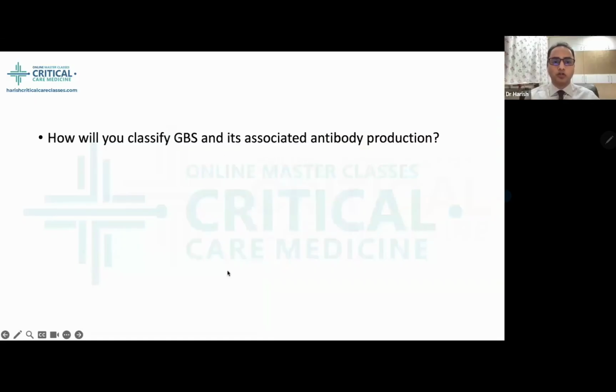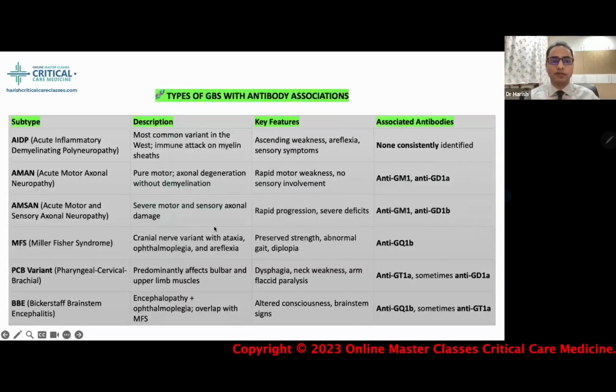Next, move on to the question: how will you classify GB syndrome and its associated antibody production? Some examiners are very much interested in knowing the particular antibody type. So how are you going to classify GB syndrome?